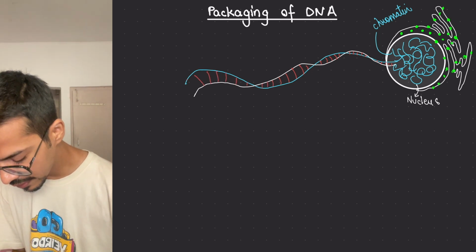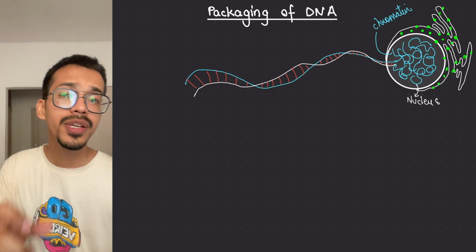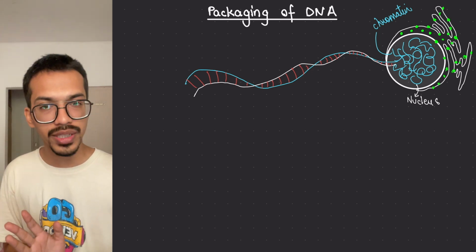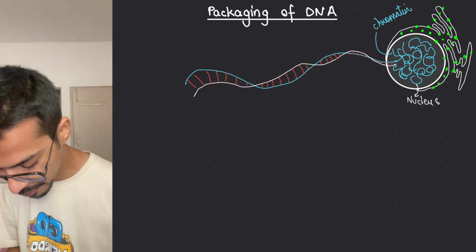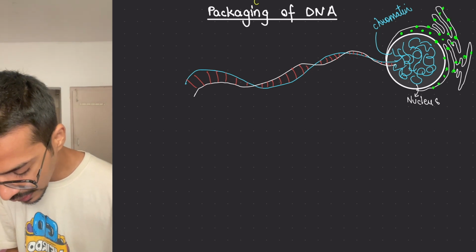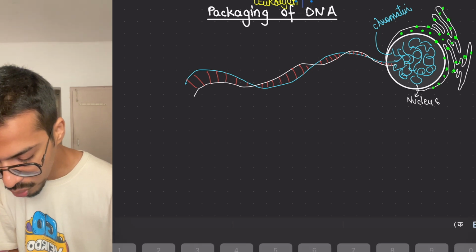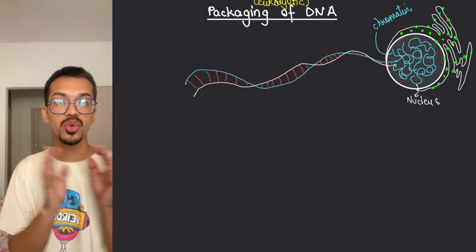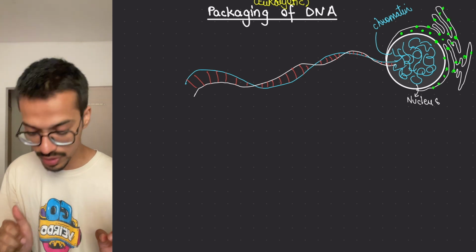Now this thread has to be coiled. How will it be coiled? It will be coiled with the help of a protein called histone proteins, which are present in the eukaryotic cell. Here I have to remember, very important, that this is eukaryotic packaging. Because in prokaryotes there are no histone proteins; non-histone proteins work in the packaging. So we will remember this difference also.